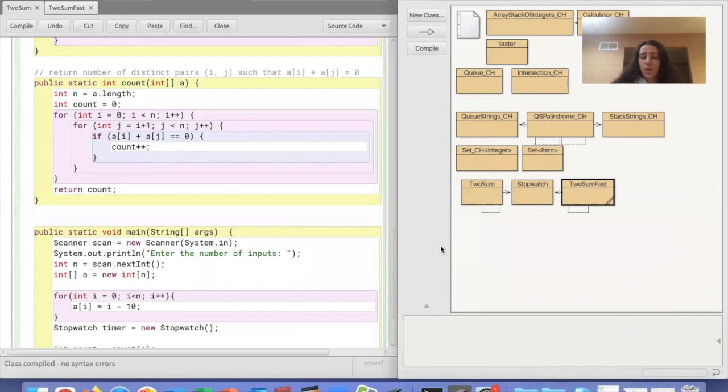So as you can see, order of growth is very important in how efficient code is run, and you want to reduce the order of growth as much as possible when you're coding.